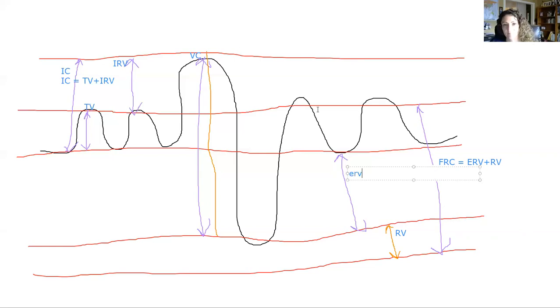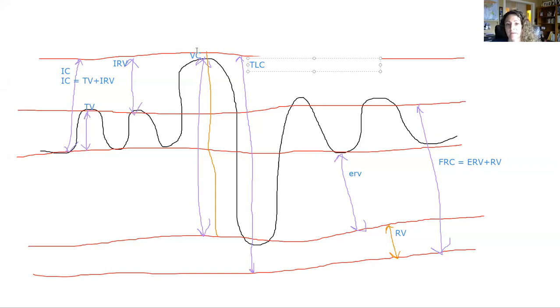The total lung capacity. Good. And what would that include? It is VC plus RV. Okay, so this entire thing plus the residual volume. Total lung capacity.